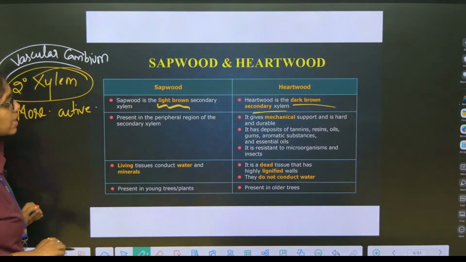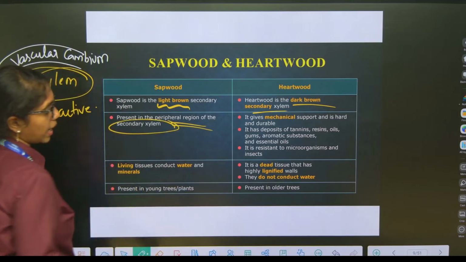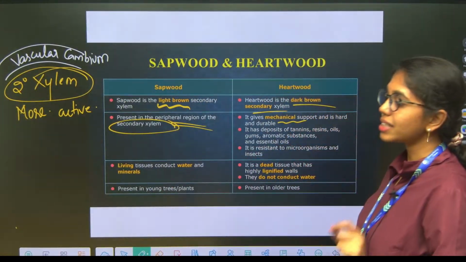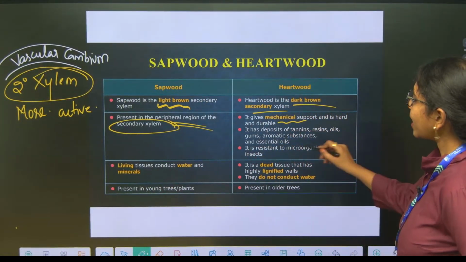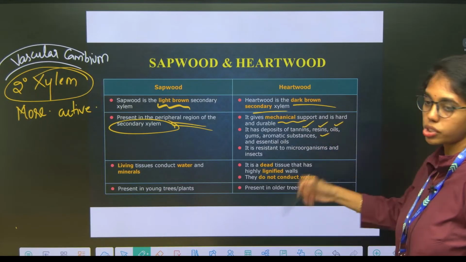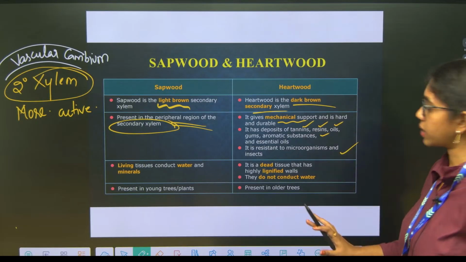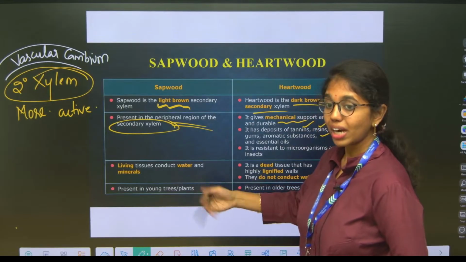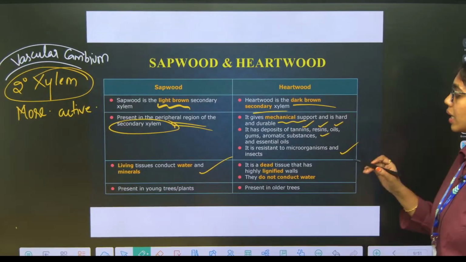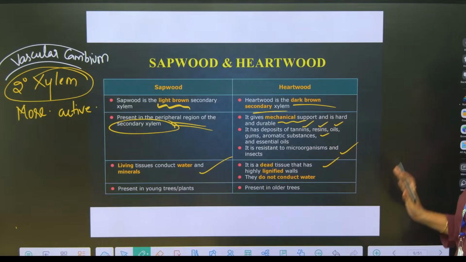Next, sapwood is present in the peripheral region of secondary xylem, and heartwood, what does this give? Mechanical support, and it is hard and durable. It has deposits of tannins, resins, oils, gums, aromatic substances and essential oils. It is resistant to microorganisms and insects. Sapwood is living tissue which conducts water and minerals. Heartwood is dead tissue. It has highly lignified walls and does not conduct water.